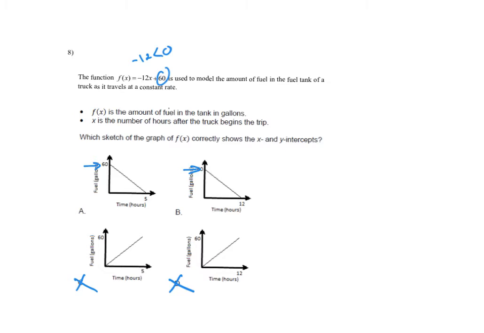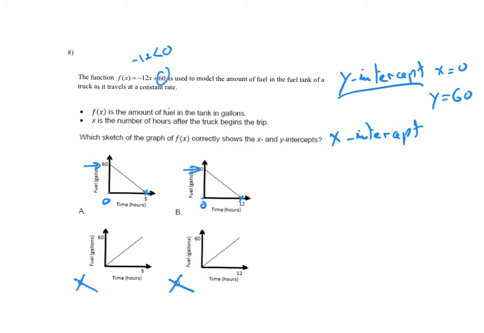We know that the y-intercept is when x equals 0. In this case, y is 60. So that's clear. Both of them have the same y-intercept: when x equals 0, we got y equals 60. Now I want to know, what about the x-intercept? The x-intercept is the value of x where y is 0. So what is the value of x?